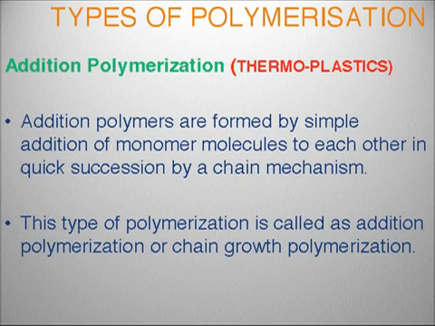Types of polymerization. There are two types of polymerization reactions: one, addition polymerization reaction, the other one, condensation polymerization reaction. In addition polymerization reaction, the polymers are formed by simple addition of monomer molecules to each other in quick succession by a chain mechanism. This type of polymerization is called addition polymerization or chain growth polymerization.